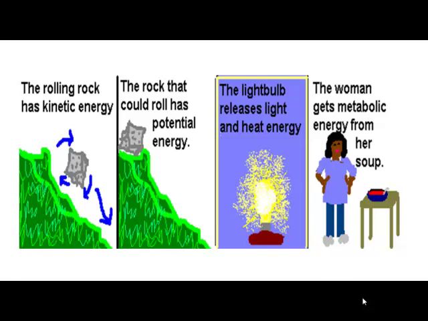If you take the example of a rock rolling from a mountain, or a rolling ball, it has kinetic energy. The rock that could roll has potential energy as well. If it is placed at some height, then it has some potential energy. The light bulb in your room releases light and heat energy. Any person who eats takes in metabolic energy.